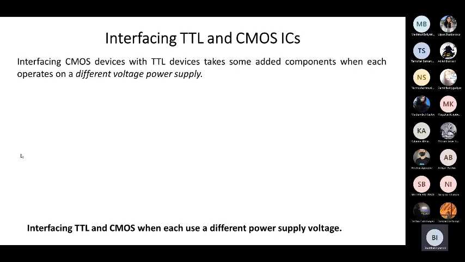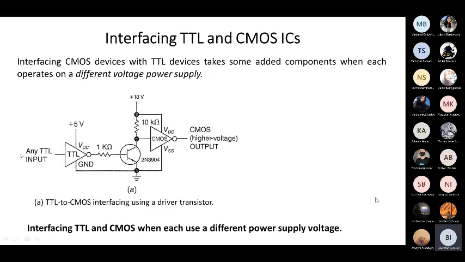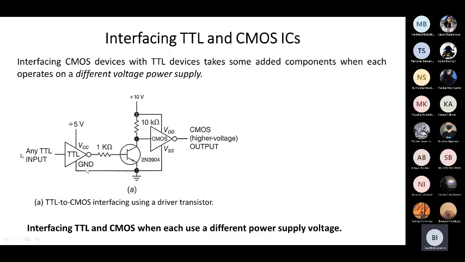Next, this is different. Why? Because sometimes we need to use a different power supply voltage. So consider this circuit. Here we have our TTL inverter, and we need to connect it to the CMOS inverter, but this TTL works at a power supply of 5 volts, and this at a power supply of 10 volts. So you could not directly connect them. For this reason, you can use the NPN transistor. So it's a very simple technique.